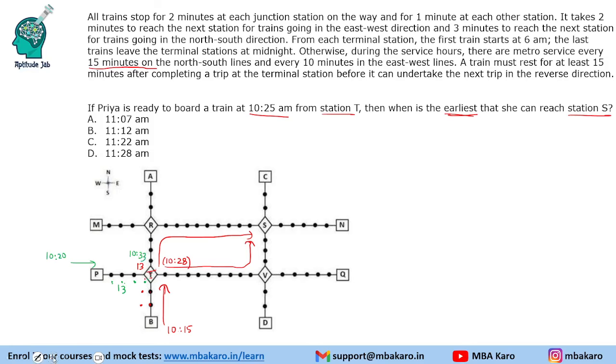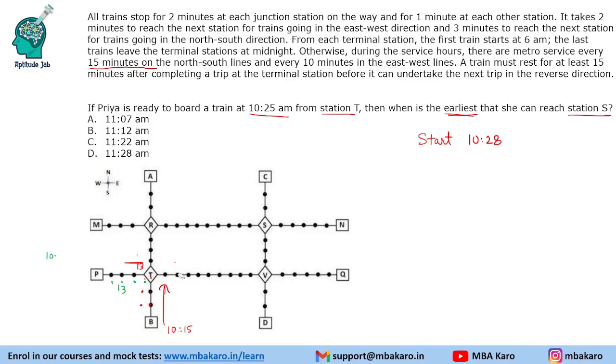So she will definitely choose the earlier train. So she will choose this train, right? Because this train will reach at 10:33 and this train will reach at 10:28 itself. So first of all, she will start at 10:28. That is the first thing. Now we will find out her journey time and the total time to reach here.